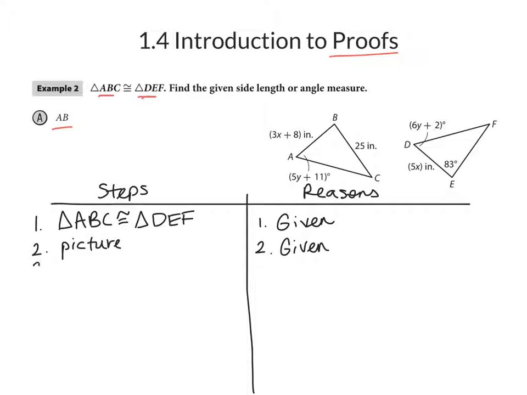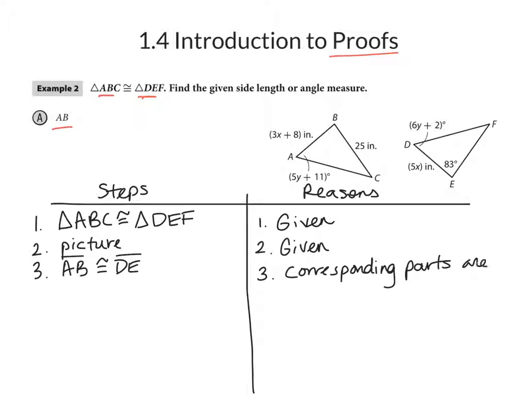All right, so now step 3. We already figured out that AB is congruent to DE, and we know that because we matched up the corresponding parts of that statement. So we're going to say that corresponding parts, and corresponding is just a word that means the ones that match up, are congruent. You can write out the word congruent, but I'm pretty lazy in these because I don't want to write more than I have to.